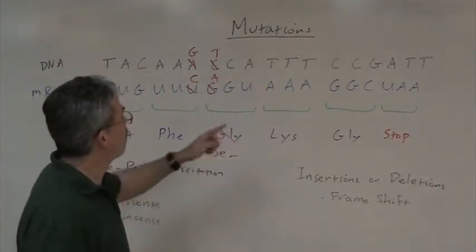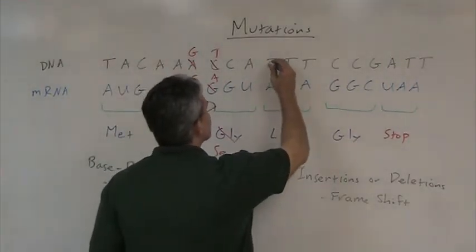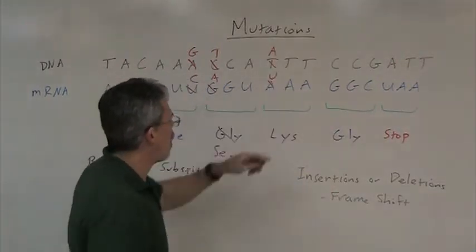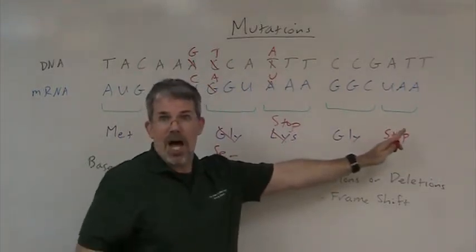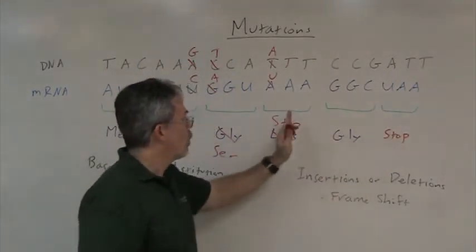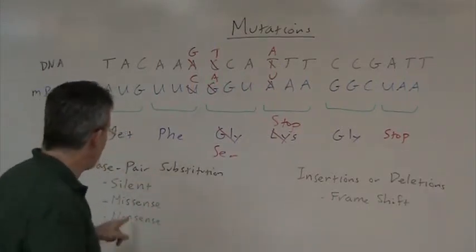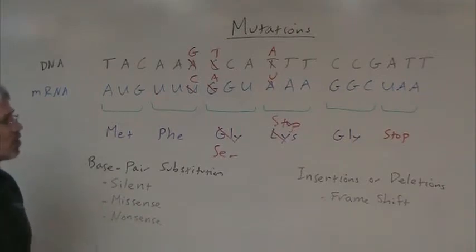So, for example, if we were to change this one, let's see. Well, guess what? We now have a stop codon, and essentially everything else is not even going to be translated at all. We've stopped everything short, and we now have a non-functional protein, a nonsense mutation. So these are the results of base pair substitutions.